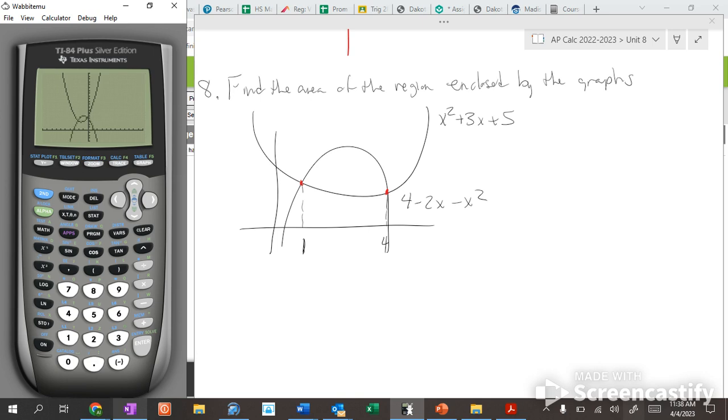And if we graph them, ooh, they don't cross at 1, 4. Did I throw something in there wrong? Nope, that's what it is. So I'm going to have to find out where they cross. So I'll use Miles's method. Second trace, intersect 5, go to close to on this side, and go enter, enter, enter. They intersect at negative 2.28.